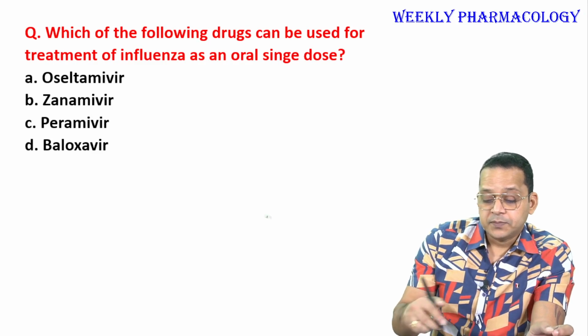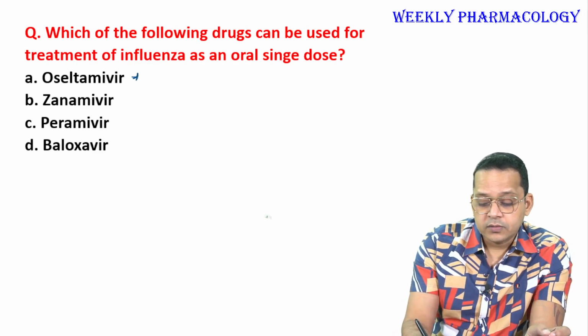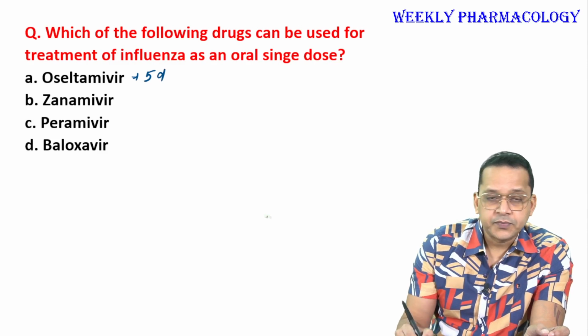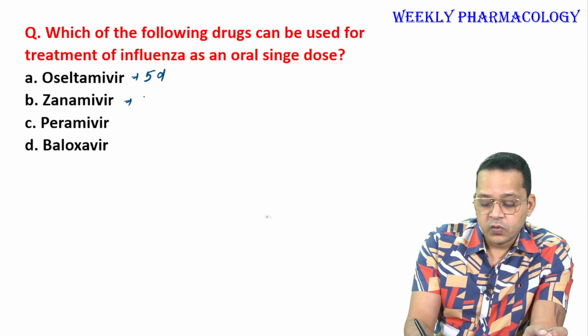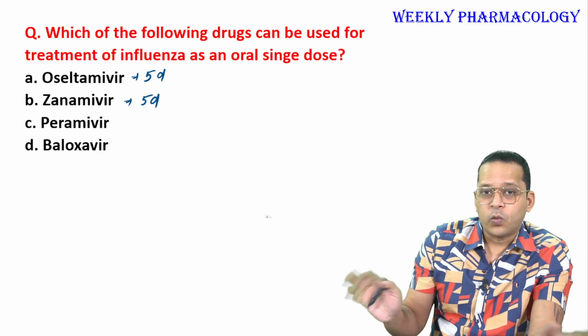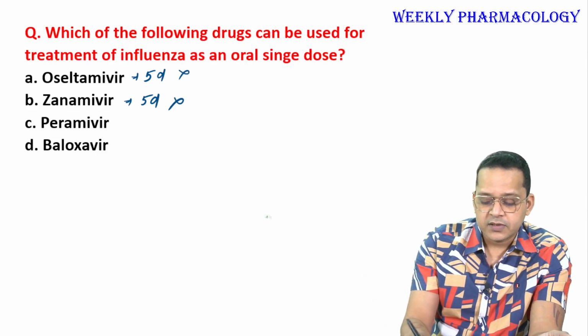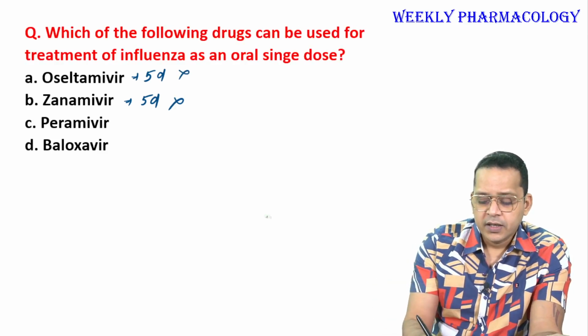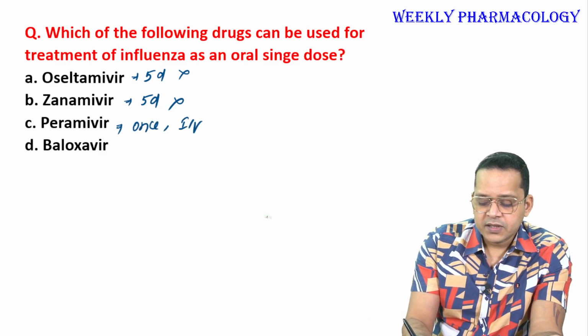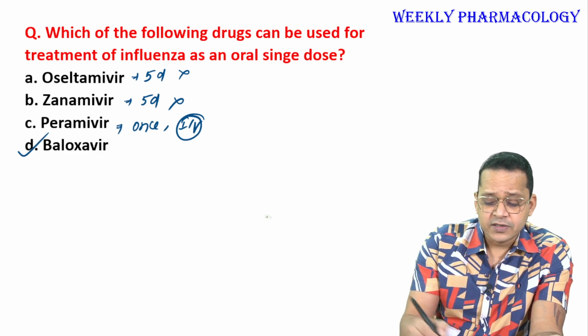Now see, guys, oseltamivir is oral, but it is given for 5 days. Zanamivir is inhalational. It is not even oral. So 5 days, not the answer. Zanamivir is inhalational. Peramivir, it is given once, but it is an IV drug. So even this is not the answer. What is the answer? Baloxavir.